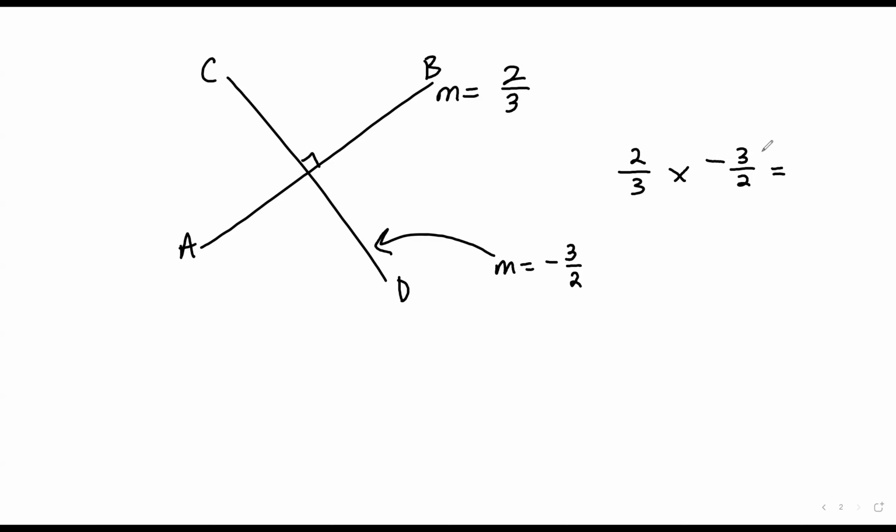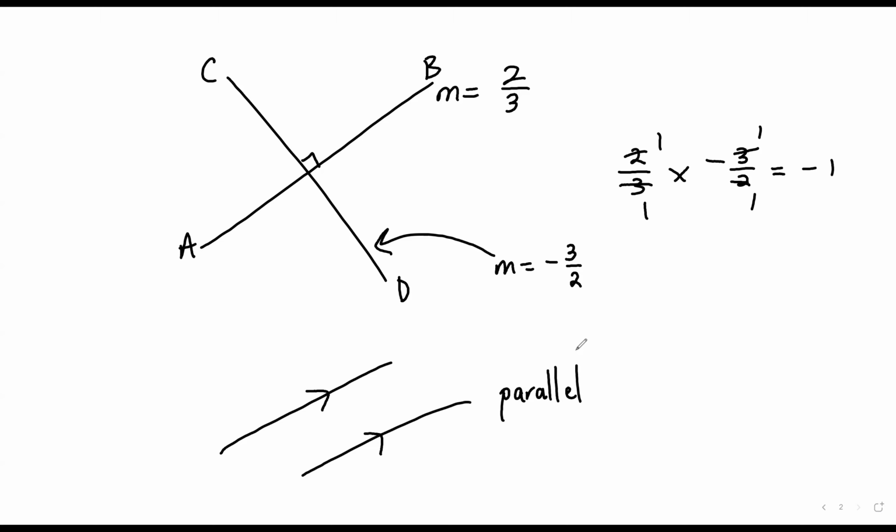So if the gradient of one line is 2 over 3, then the gradient of a line perpendicular to that would be -3 over 2. When you multiply them, which is what the product means, you end up getting -1, right? And Zach told us that parallel lines have equal gradients, right? So parallel lines have equal gradients.